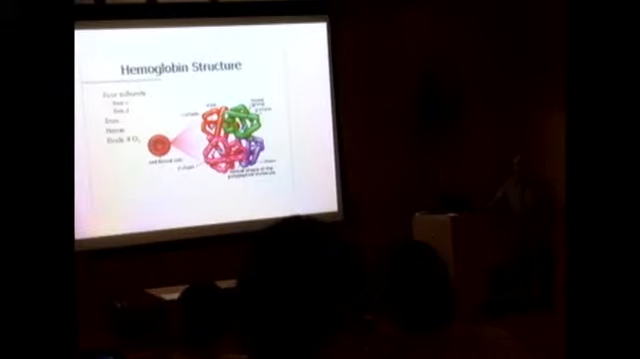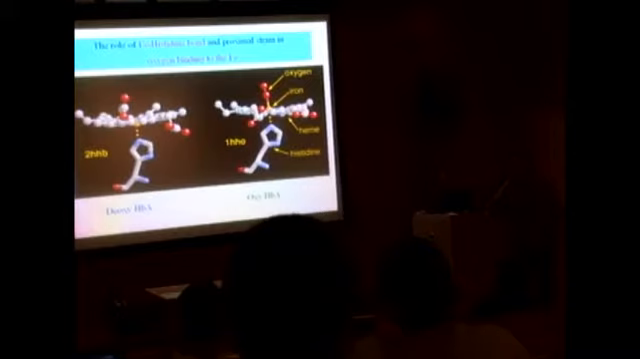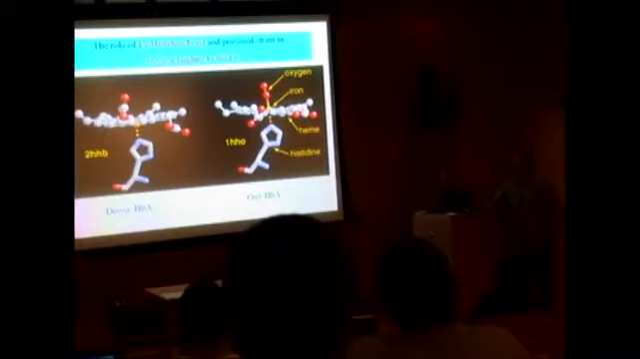So in the red blood cells, we have billions of those proteins, and they bind oxygen reversibly, deliver it to the tissue. Each hemoglobin can bind a total of 4 oxygens, because there's 4 binding sites. 1, 2, 3, 4.